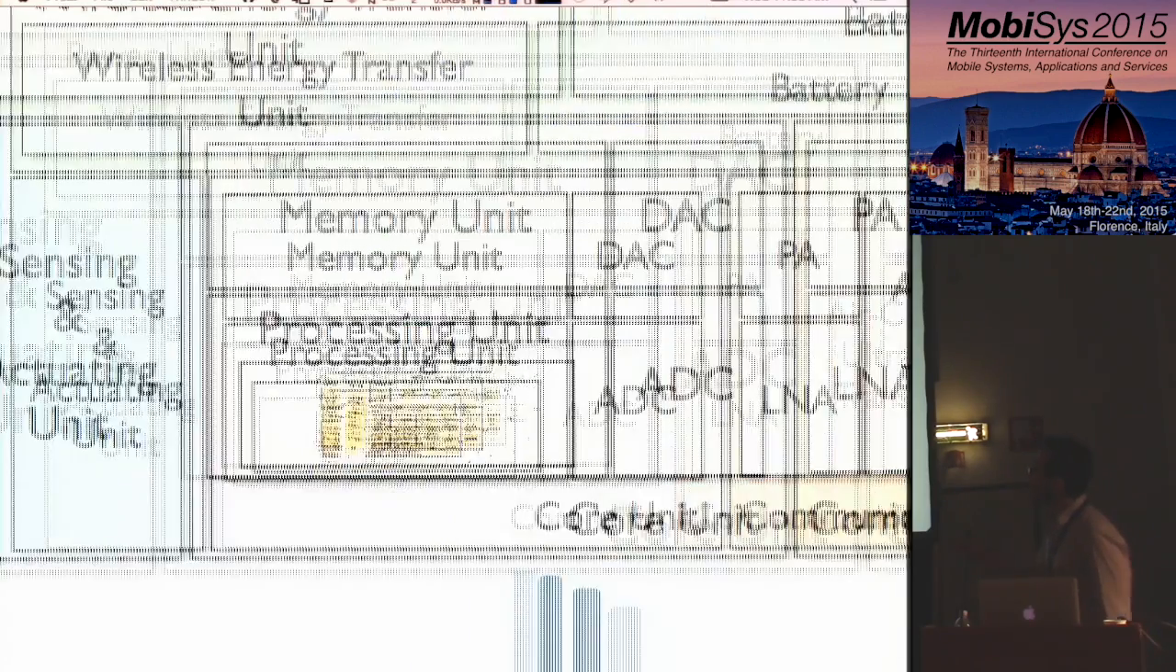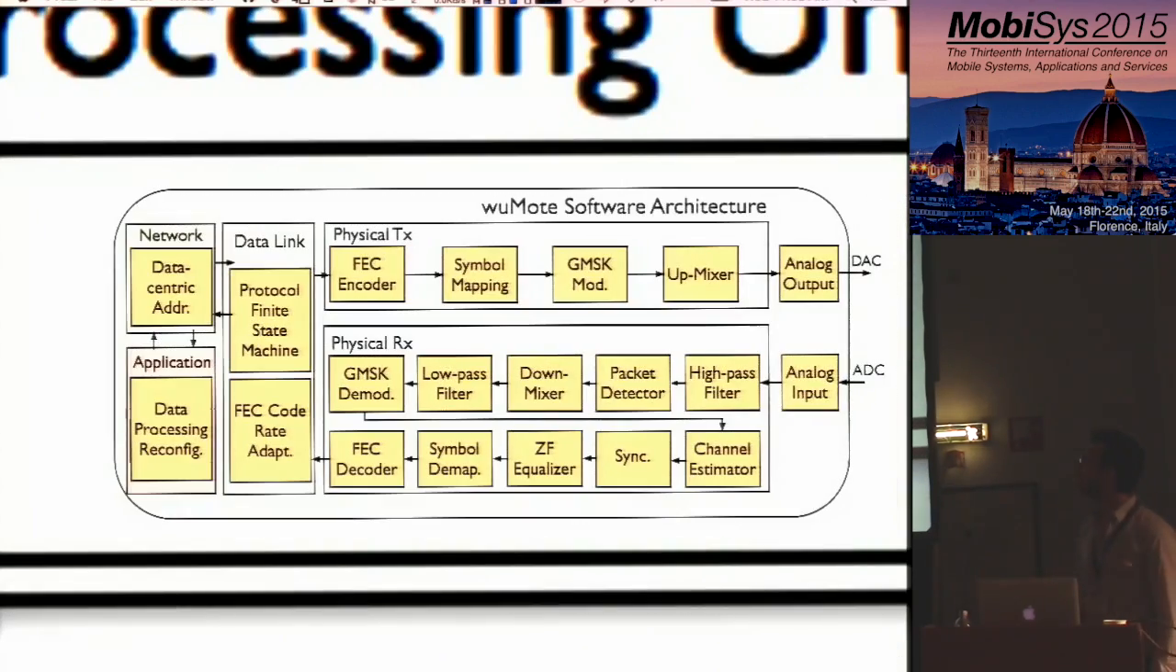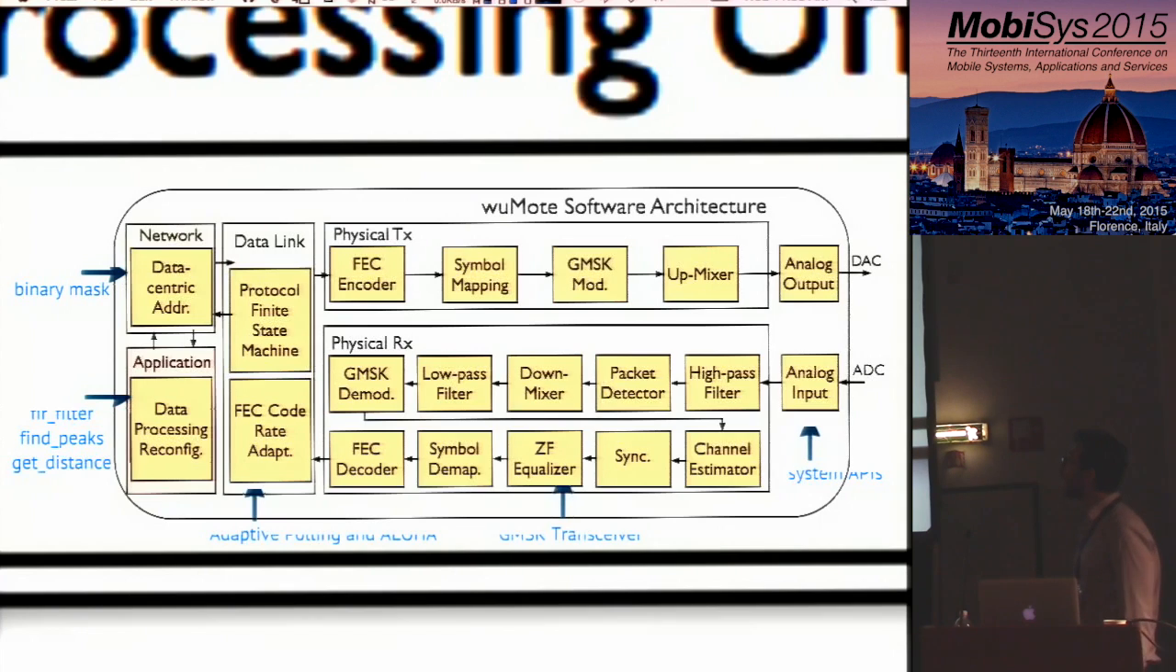The software, as I said, is running in the processing unit, in this case on the Cortex-M4. This is the software architecture of our system. We have the system APIs, which are the analog input and output. Then we have a GMSK transceiver, which also implements forward error correction, synchronization, equalization and channel estimation. At the data link layer, we have adaptive polling and ALOHA. We implemented a binary mask-based data-centric address in this prototype, and we also have a set of primitive blocks, for example filters and functions such as find peaks or get distances.